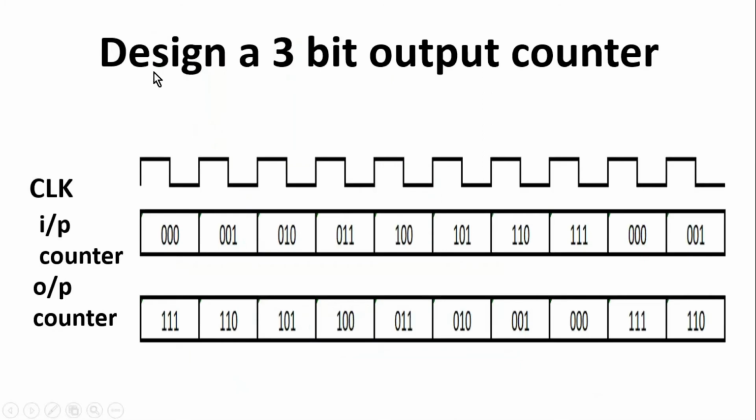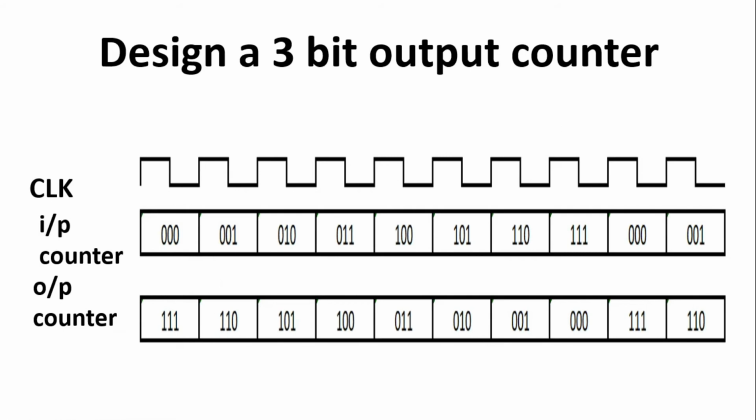In the second question also, you have to design a 3-bit output counter. The input is the same as illustrated in the previous example: you have a clock signal and an input counter. The input counter runs from 000 to 111 and then rolls back to 000 and keeps on running like this. It can be a free running counter, or it can be counting a particular event. Now you have to design an output counter. When the input counter is at 000, the output counter is at 111. When the input counter is 001, the output counter is 110, and so on.